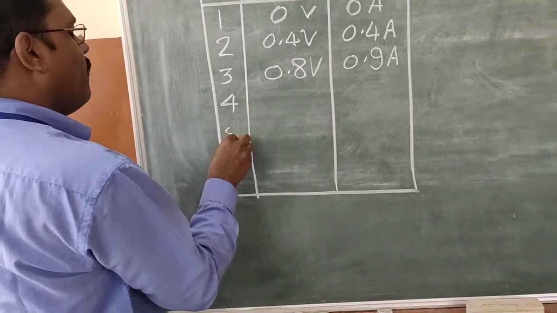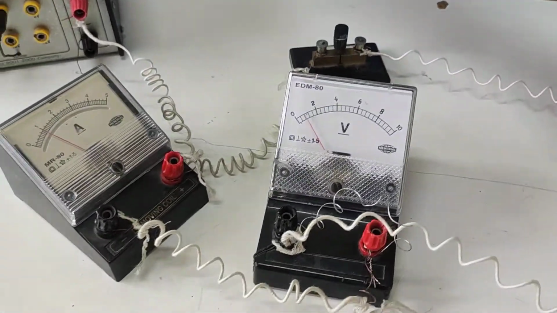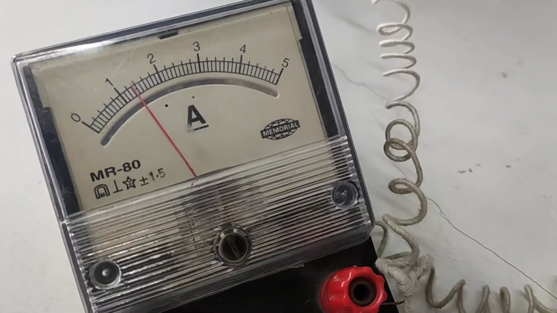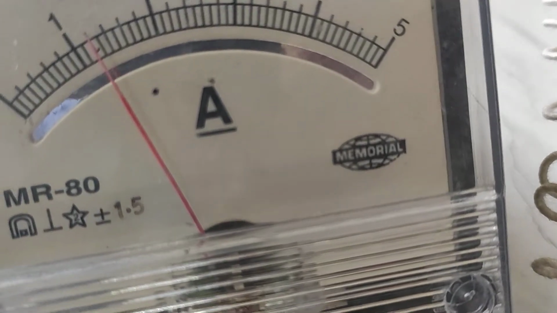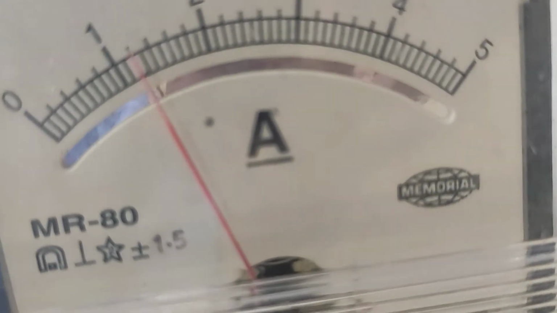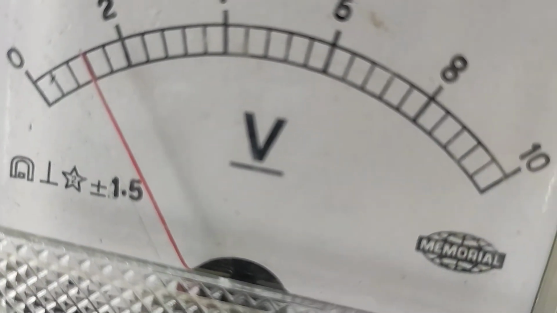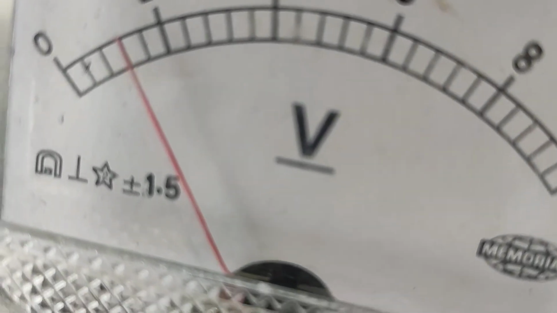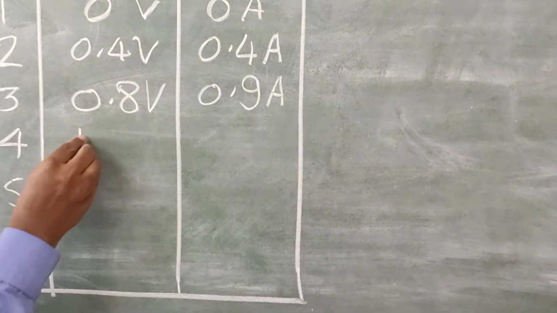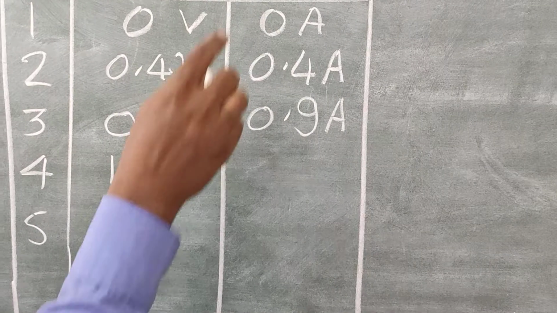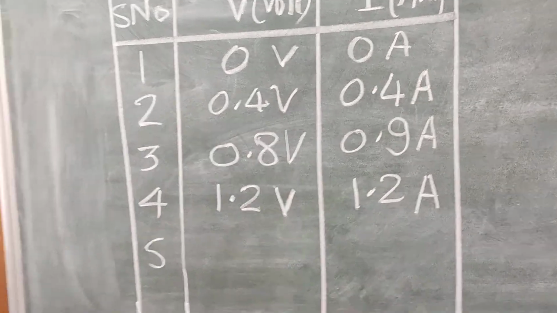The next reading: we have to take a minimum of 5 readings, so in the same way we will take the next reading. In the ammeter it is 12 parts, and in the voltmeter it is the third line. So voltmeter third reading is 3 into 0.4, 1.2 volt, and 12 parts is 12 into 0.1, so 1.2 ampere. So this is the fourth reading.